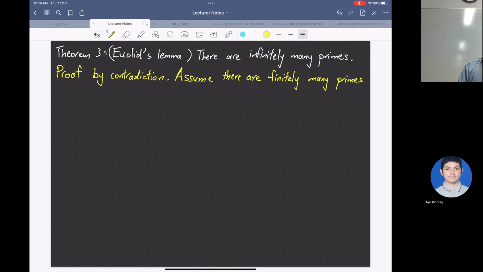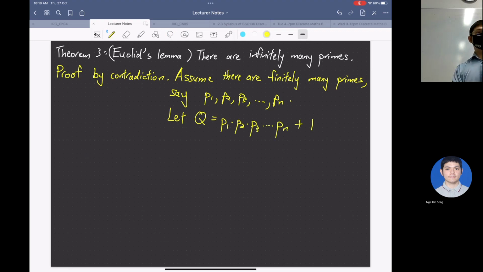First step: since there are finitely many, I can list them all down. P1, P2, P3, up to some Pn. The key is this construction here. We look at this number Q. I take Q as the product of these numbers, plus one. Take the product and then add one.